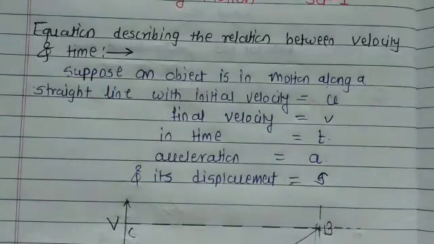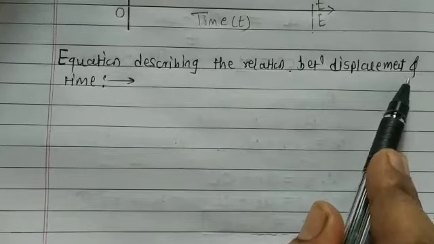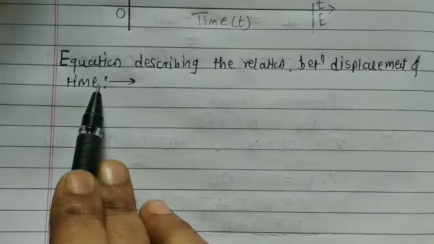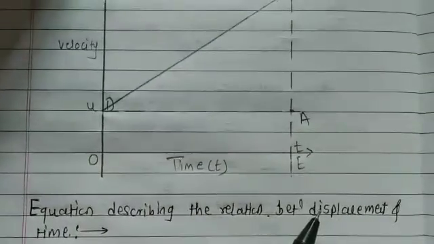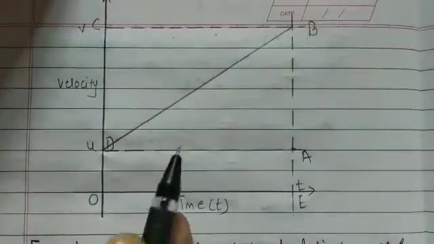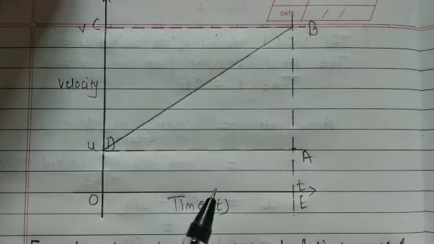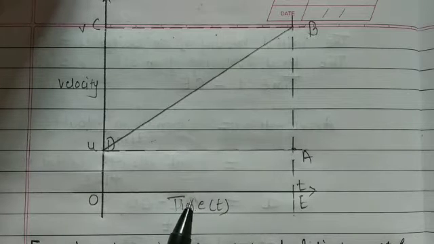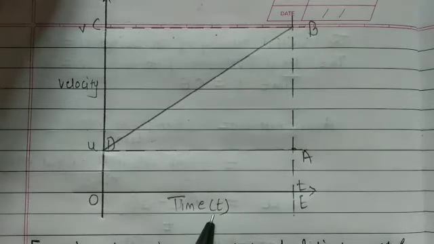Student, let us turn toward the next equation, the equation describing the relation between displacement and time. For that purpose, student, once again we use the same graph. See, student, let us suppose an object in uniform acceleration a has covered the distance s in time t. From the graph, the distance covered by the object during time t is given by the area of quadrangle DOEB.